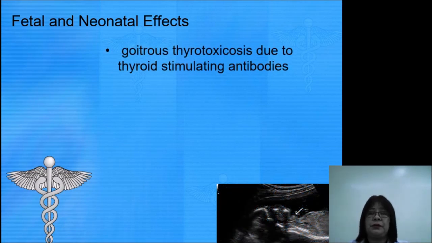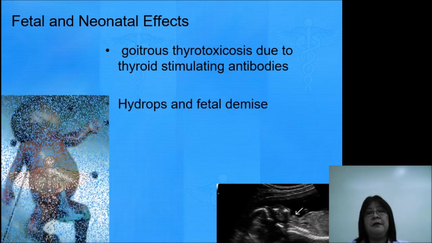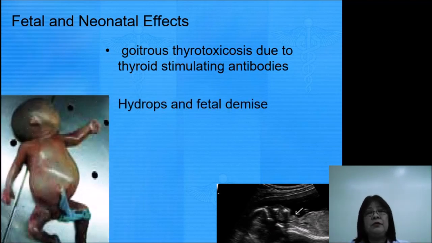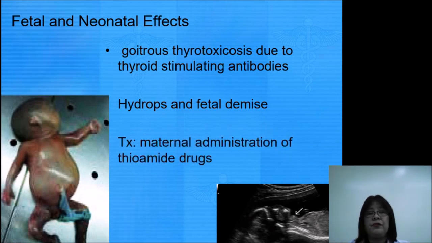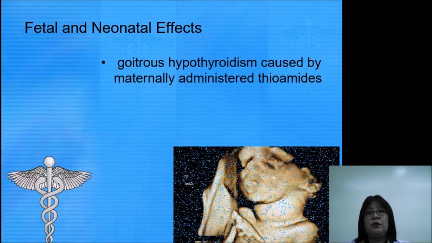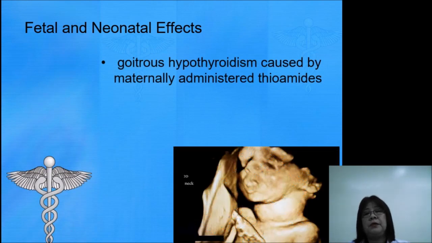Now, these are the complications to the fetus. The fetus on delivery might develop goitrous thyrotoxicosis because the thyroid-stimulating antibodies can enter the fetal circulation, causing hydrops and fetal demise. So the treatment for your patient is maternal administration of thionamide drugs. Some fetuses will also develop goitrous hypothyroidism if the mother was given thionamides.